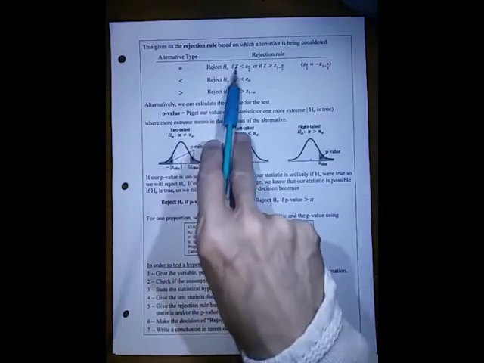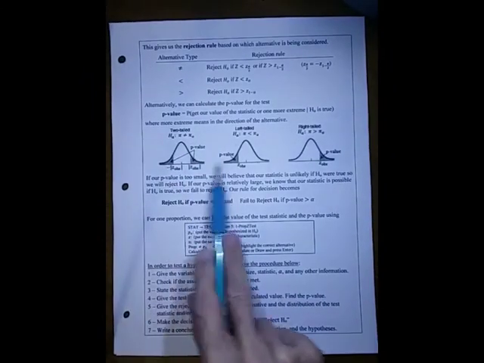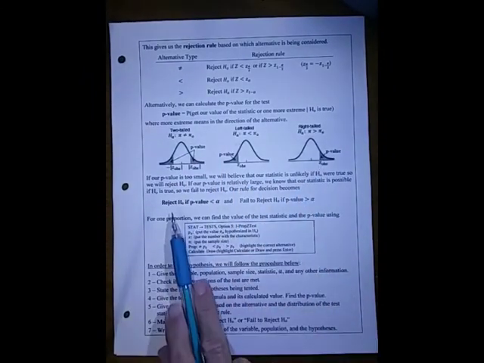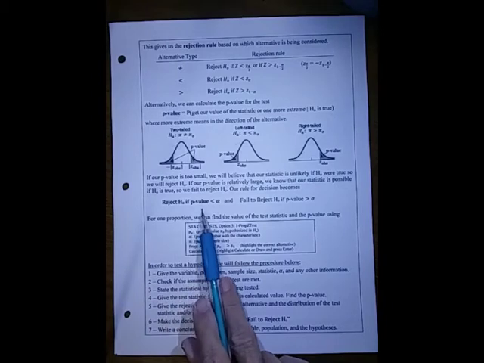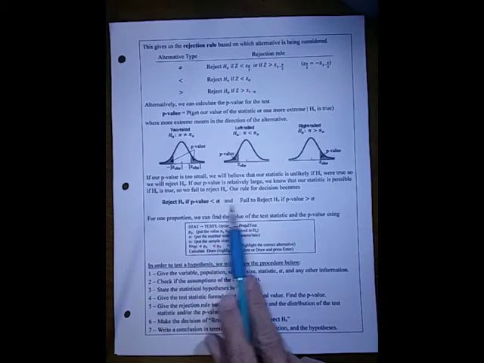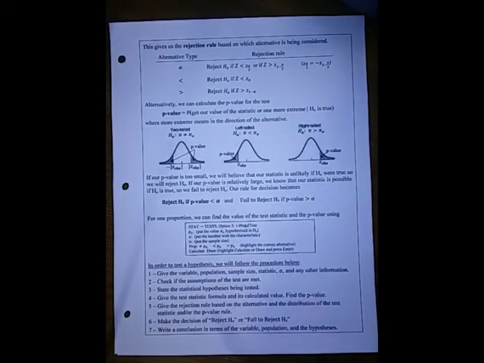So instead of having these three different rules, if we're able to find a p-value, then we can simply reject the null hypothesis if the p-value is less than alpha, and fail to reject if the p-value is bigger than that alpha.